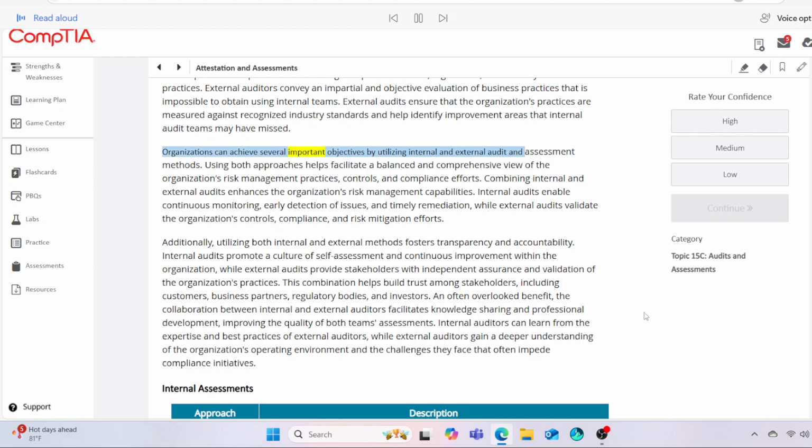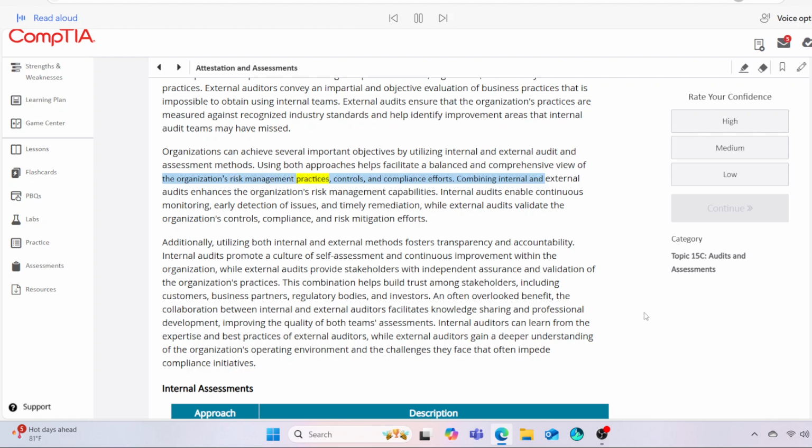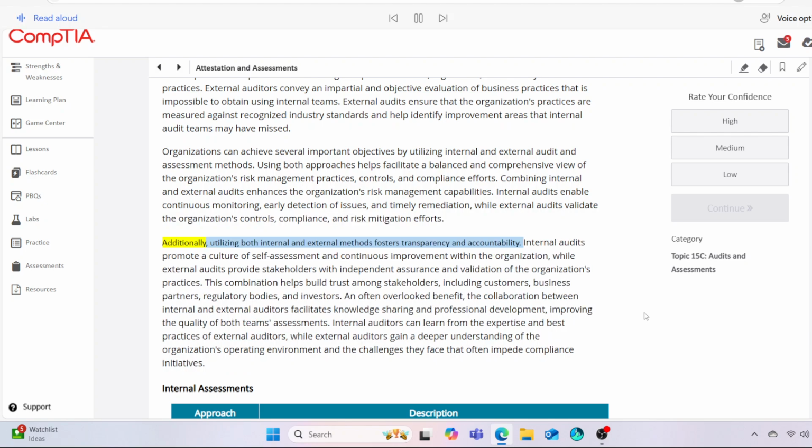Organizations can achieve several important objectives by utilizing internal and external audit and assessment methods. Using both approaches helps facilitate a balanced and comprehensive view of the organization's risk management practices, controls, and compliance efforts. Combining internal and external audits enhances the organization's risk management capabilities. Internal audits enable continuous monitoring, early detection of issues, and timely remediation, while external audits validate the organization's controls, compliance, and risk mitigation efforts. Additionally, utilizing both internal and external methods fosters transparency and accountability.